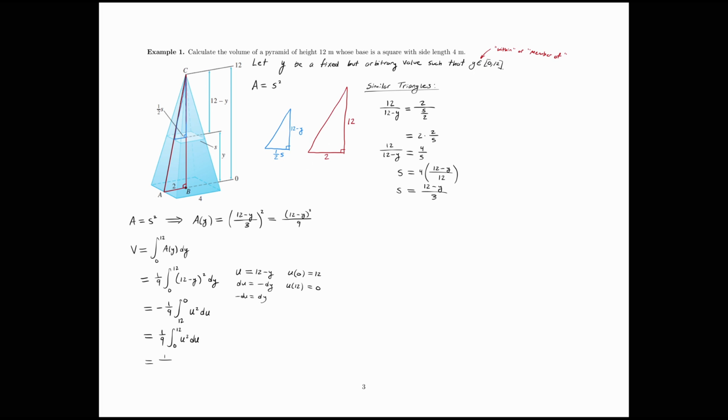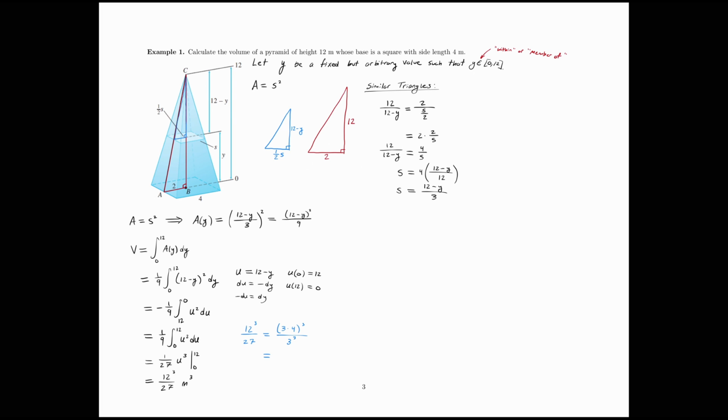Integrating, we have 1/9 times 1/3, so 1/27 u cubed between 0 and 12. So this is 12 cubed over 27. And the volume, so its units, would be meters cubed. And you can probably simplify this expression, 12 cubed over 27, a little bit better. What do we have here? 12 cubed over 27. Well, 12 is 3 times 4, cubed, and 27 is 3 cubed.